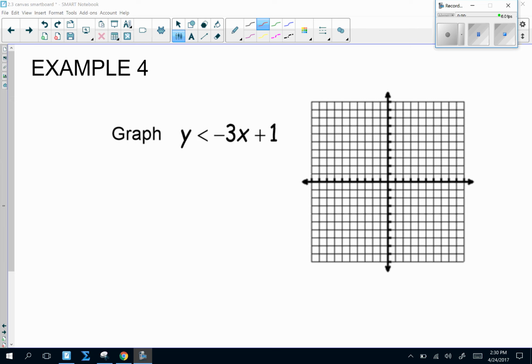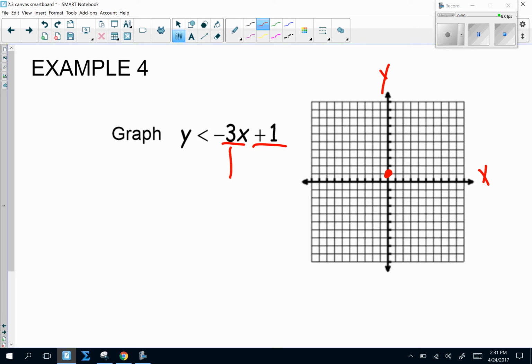Okay, here we need to graph an inequality. So first thing we want to do is graph the y-intercept. So we know we have to go +1, and that's our y-intercept. So on our y-axis, we're going to go up 1, plot our point. Then from there, we want to do our slope, our rise over our run.